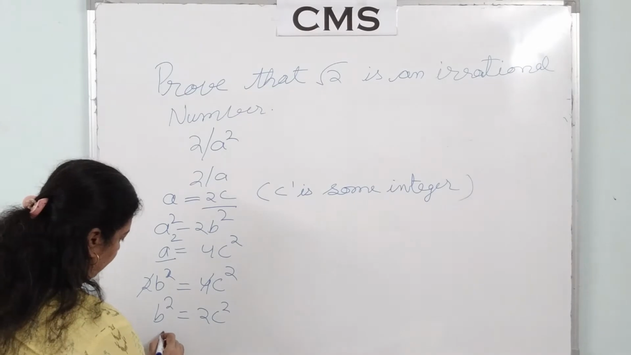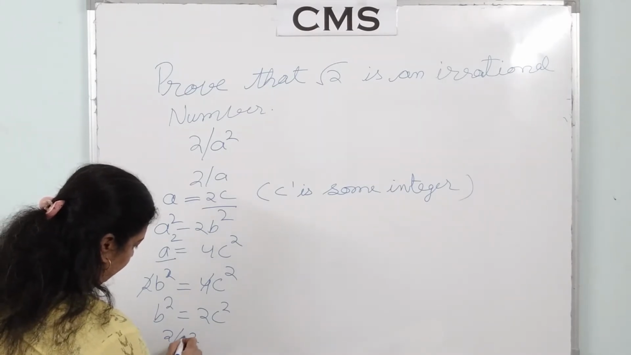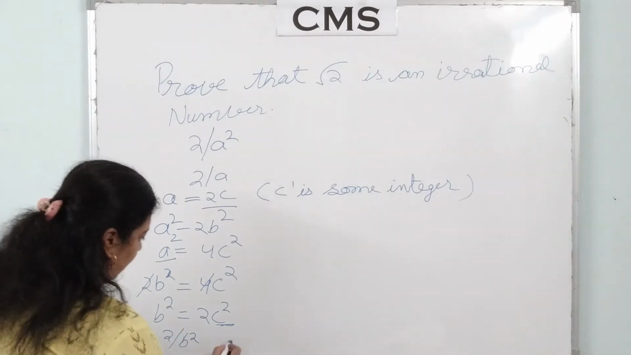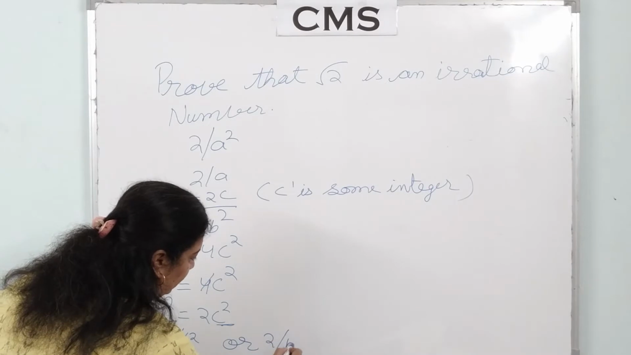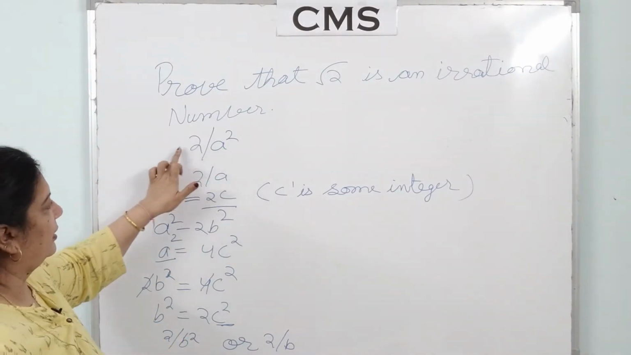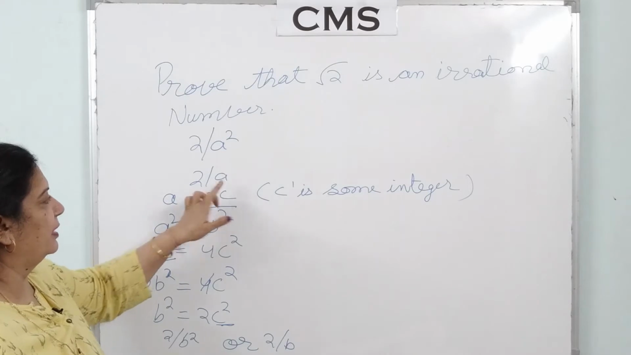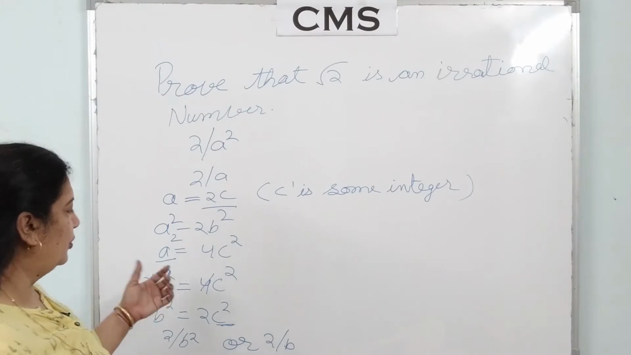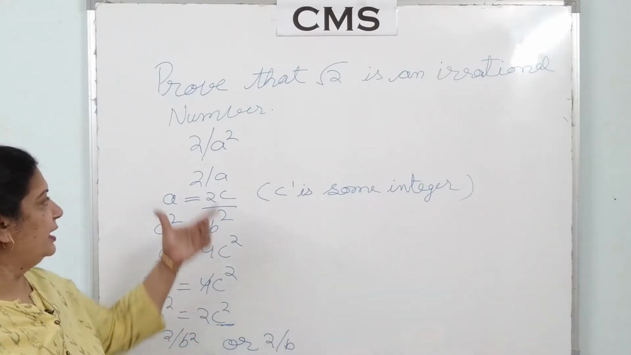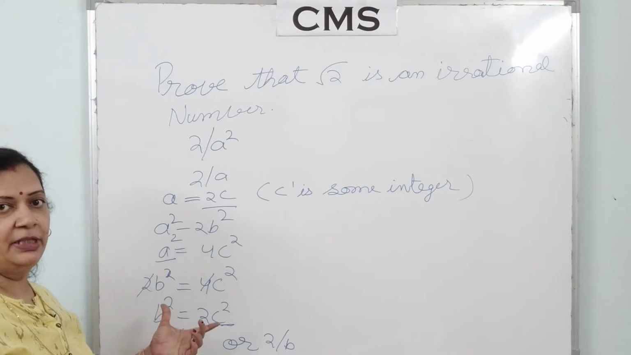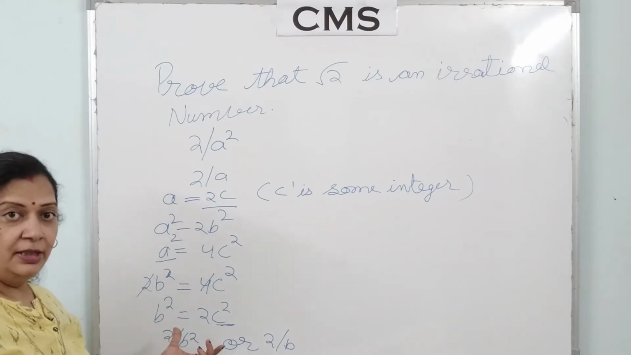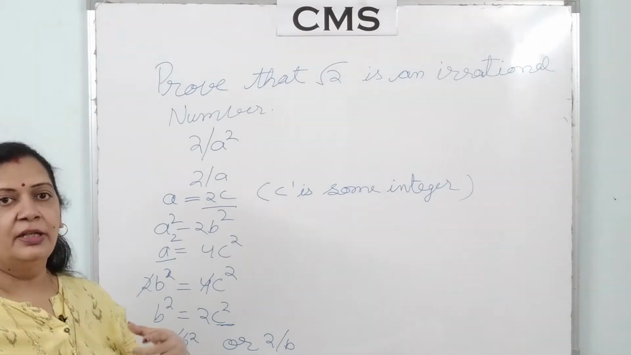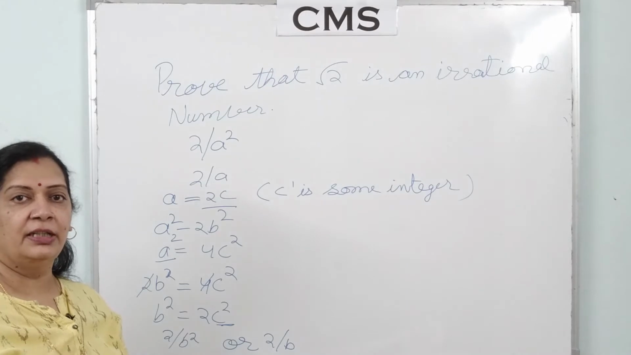Another step is that 2 divides b square, where c is another number. 2 divides b square and so 2 divides b. जो मैं आपको बता रही हूँ कि यदि कोई नंबर स्क्वायर से डिविजिबल है तो वो ओरिजिनल नंबर से भी डिविजिबल होगा. So by this we know that a and b, हमने दो इंटीजर्स लेके चले, a and b are co-prime numbers, but they don't have any other factor or any other same number. a and b have no common factor other than 1.